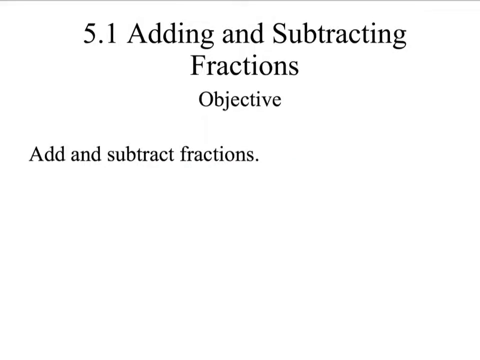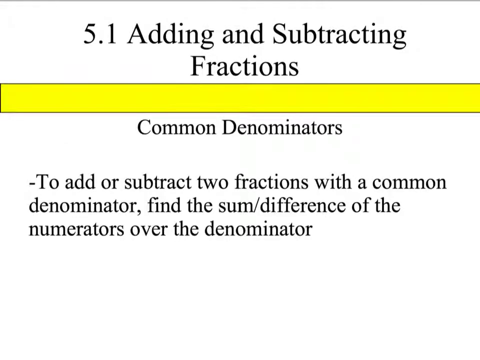Awesome. Okay, so today we are going to be talking about adding and subtracting fractions. I believe you have all done this before, but we're just going to review it a little bit at the beginning of chapter 5 here. Very first thing, pause now, write this down. Okay, common denominators. To add or subtract two fractions with a common denominator, you need to find the sum or difference of the numerators over the denominator. Once you notice that both of the bottom numbers are the same, you just add or subtract the top two numbers, or add or subtract the numerators.